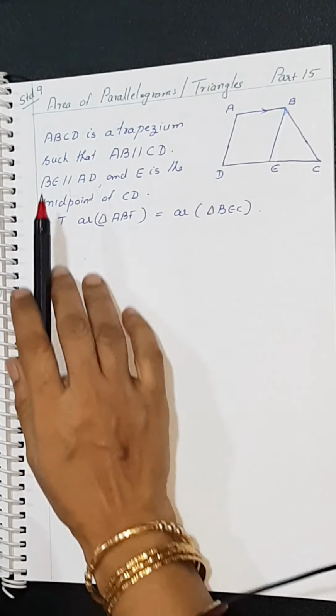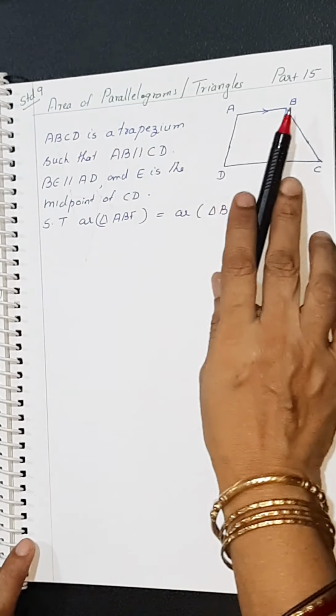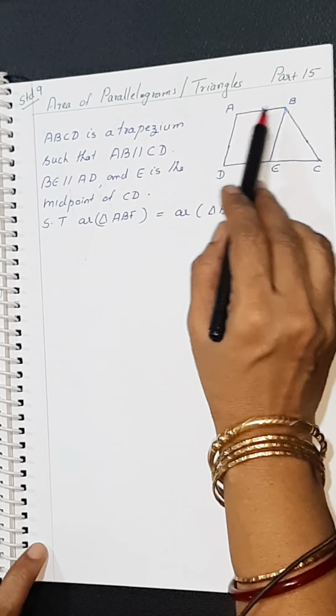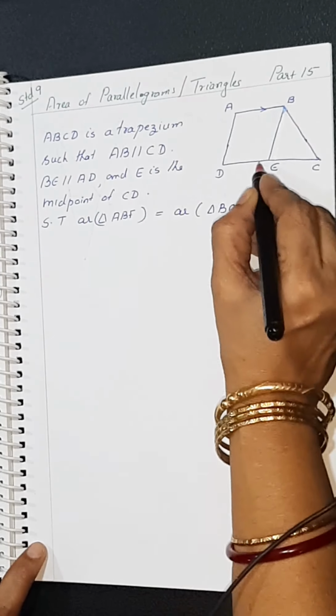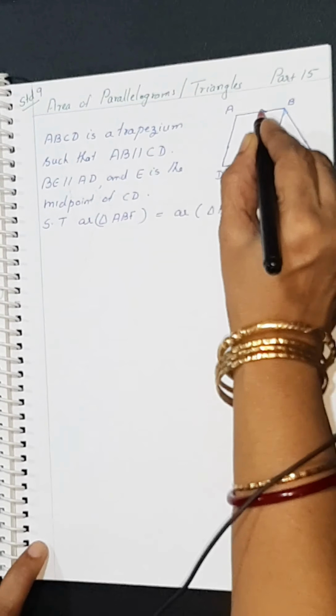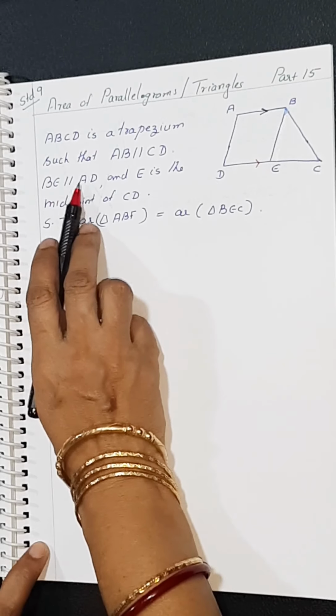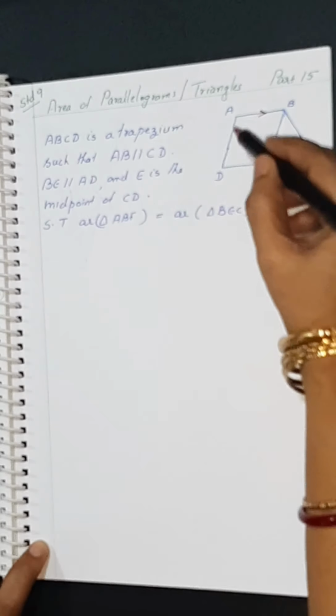In this figure, it's given ABCD is a trapezium. That means one pair of sides is parallel. So AB is parallel to CD is given. Let us mark the parallel lines. And it is also given BE is parallel to AD. So BE is parallel to AD.